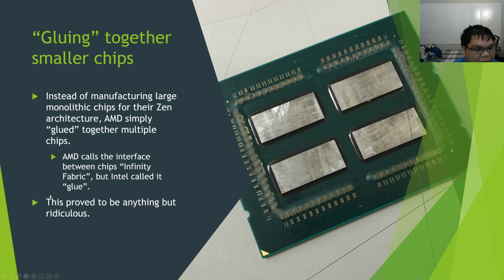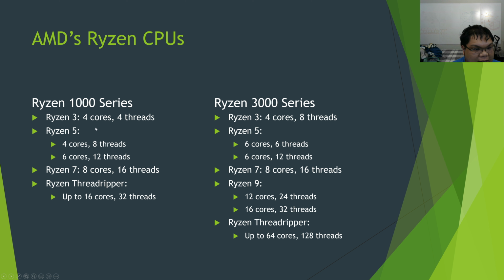Yes, as I said, this proved to be anything but ridiculous. So if you look at the Ryzen lineup initially, a little bit of history. AMD used to be lagging behind Intel, by a lot. When Intel was putting out 14 nanometer node CPUs, AMD was stuck on like 32 nanometers for a while.